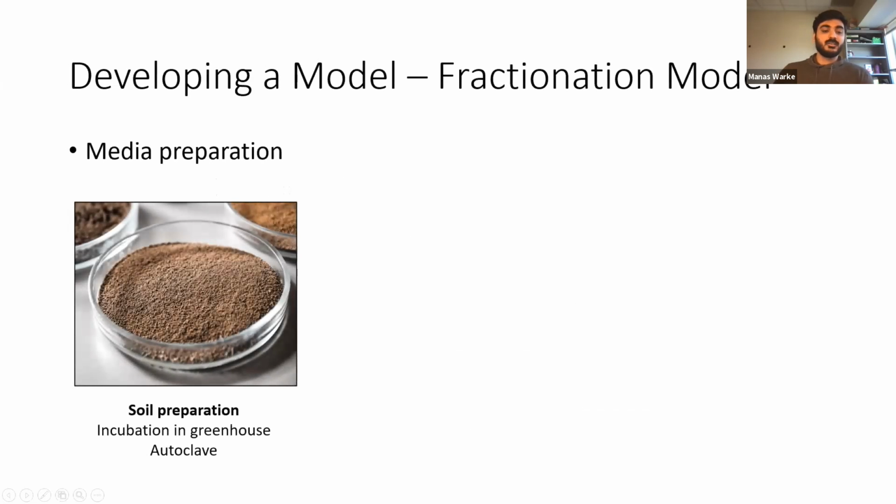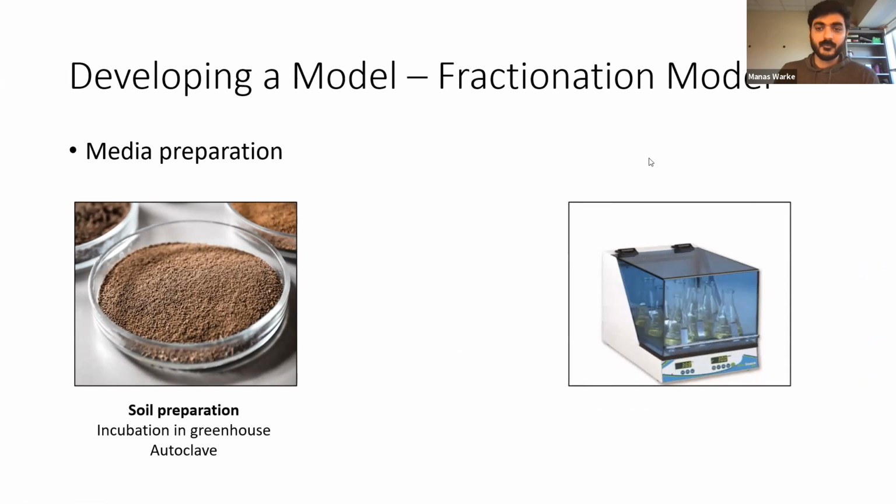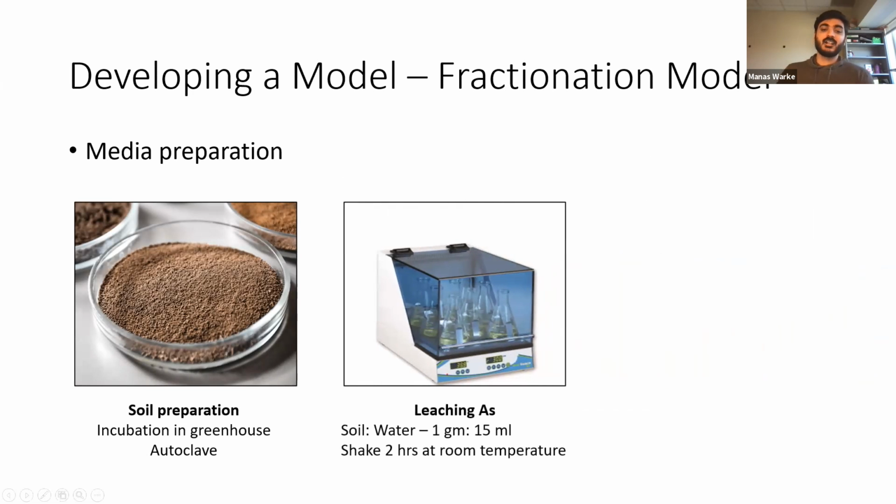So in this model, we just start with preparing the soil in the greenhouse. And then we use the standard protocol for extracting water soluble arsenic using 1 gram of soil per 15 ml of water. Shake it at room temperature for 2 hours.